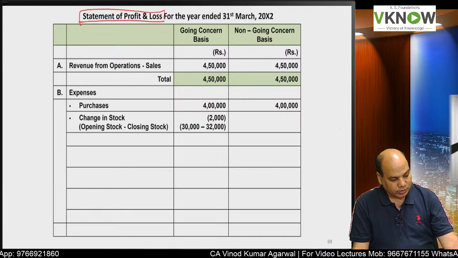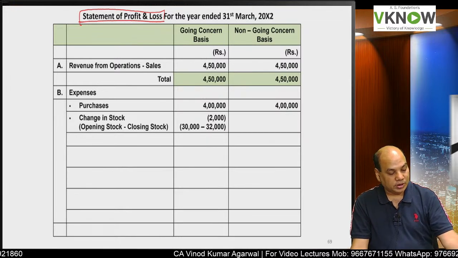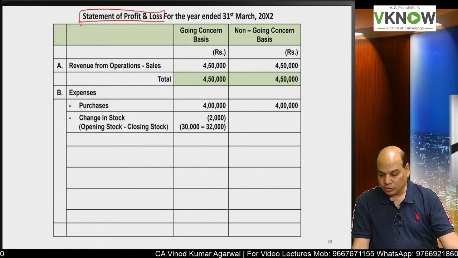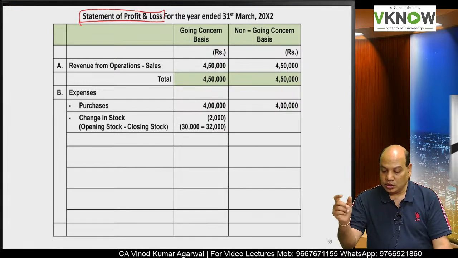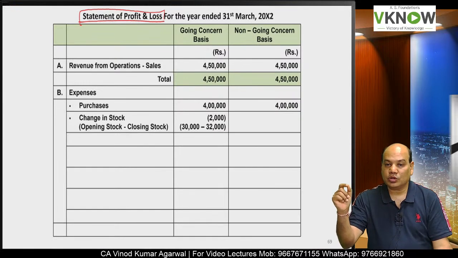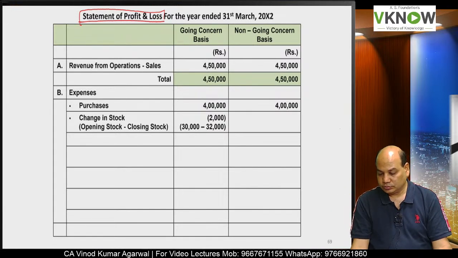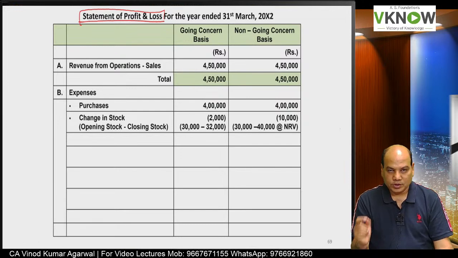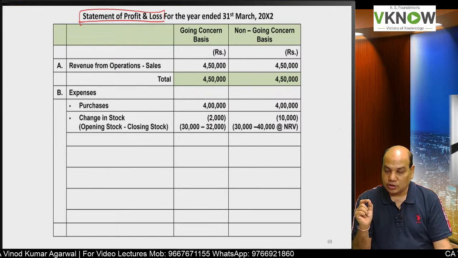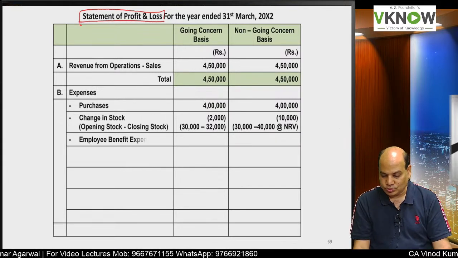Change in the stock will be opening stock minus closing stock. Opening stock is in the opening balance sheet. You will find 30,000. And if it is a going concern, I will take cost or NRV, whichever is lower. So that is 30 minus 32, 2,000 in bracket. Whereas in the next column, I will take 30 minus 40, 10,000 negative. Now do not apply Ind AS 2.